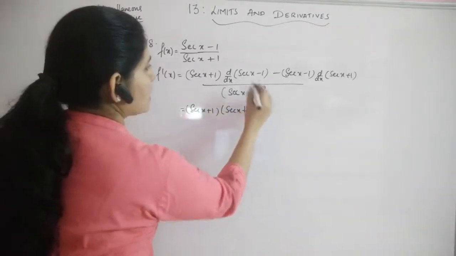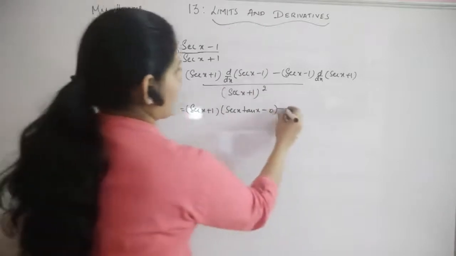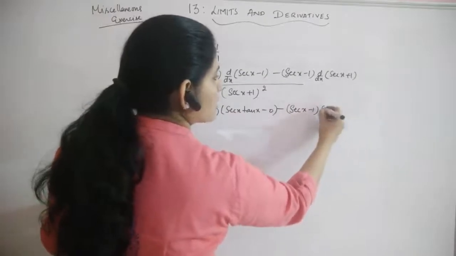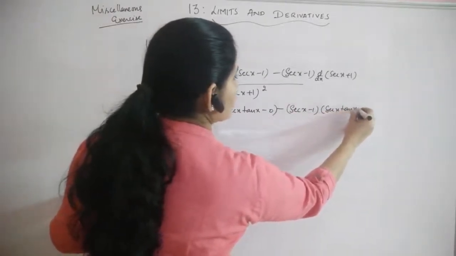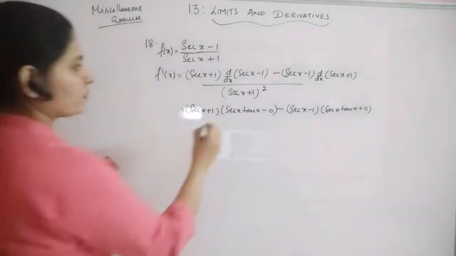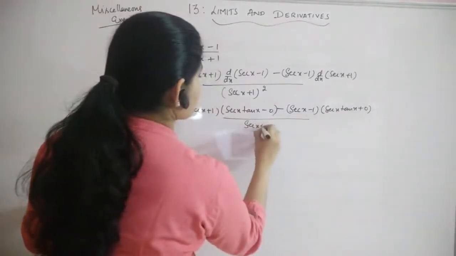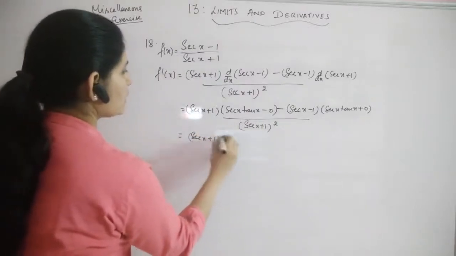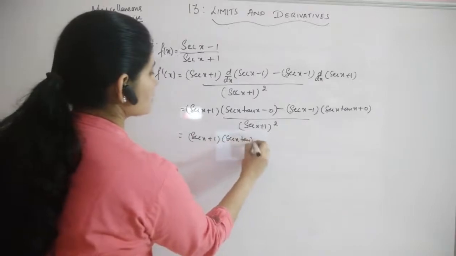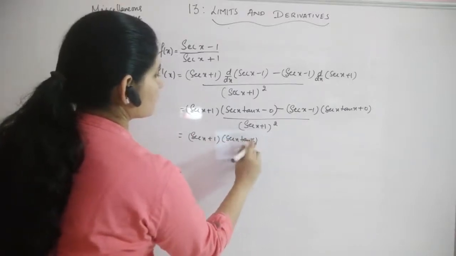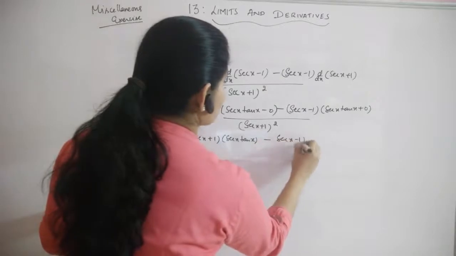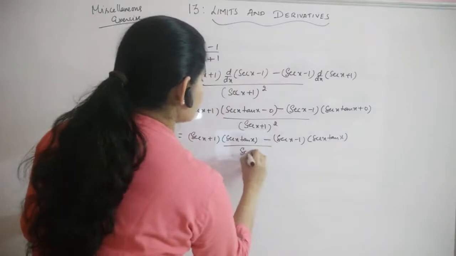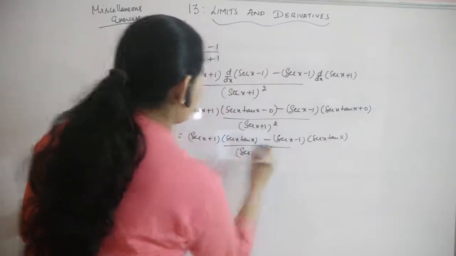Sec x tan x, and derivative of 1 is 0, minus of sec x minus 1 into, again derivative of sec x is sec x tan x plus derivative of 1 is 0 divided by sec x plus 1 the whole square. This will give you sec x plus 1 into sec x tan x minus of sec x minus 1 into sec x tan x divided by sec x plus 1 the whole square.